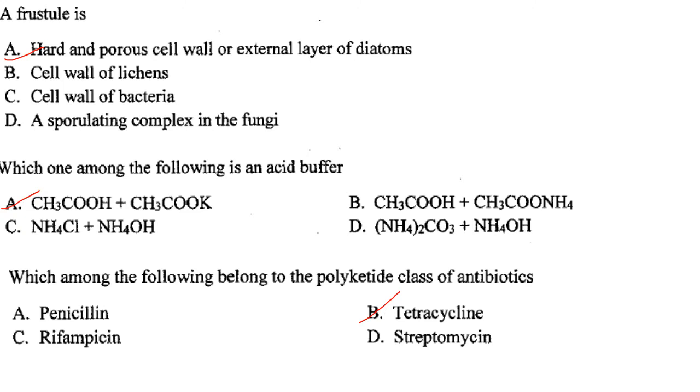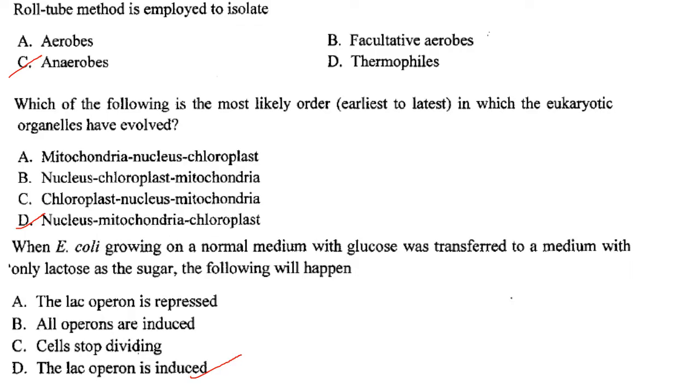Then next one. Which among the following belong to the polyketide class of antibiotics? So tetracyclines is the answer. Answer is option B, and they are aromatic polyketides biosynthesized by bacterial type 2 polyketide synthase. So answer here is option B, tetracyclines. Then next one. Roll tube method is employed to isolate. So roll tube method is used to isolate stringent anaerobes. So answer here is option C, that is anaerobes.